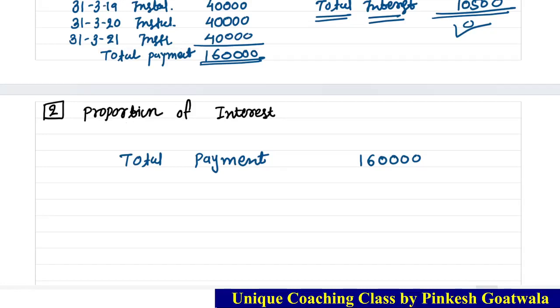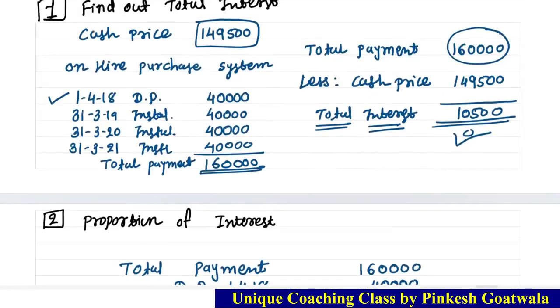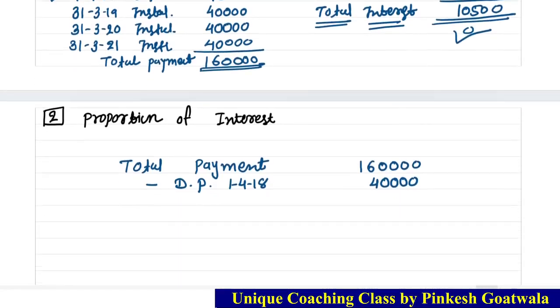Proportion means finding a ratio. So here we have a total of 160, but we didn't pay 160 together combined. We paid by installment. First of all we paid a down payment. First we gave a down payment on 1st April 18 of 40,000.